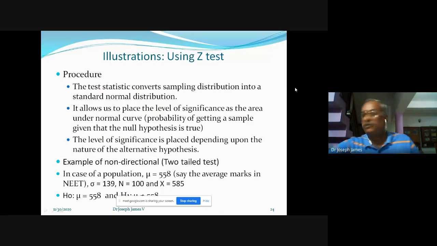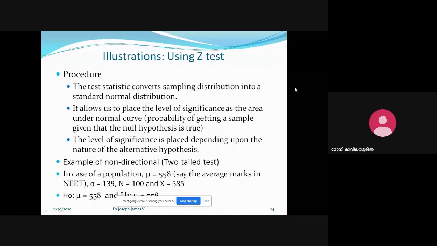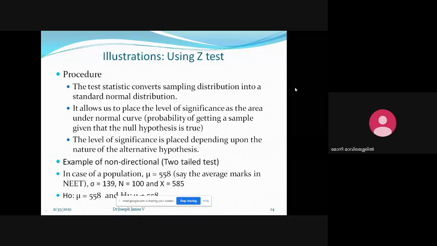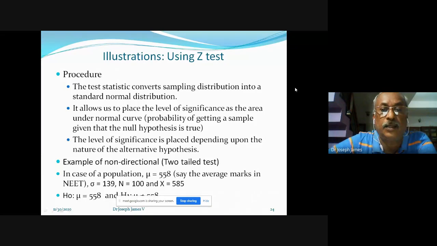Then these are all the basics of testing hypothesis. And for getting the procedure more clear, let us apply one test, only one test, that is the Z test. You know that plenty of tests are available depending upon. Oh, I got it. Sorry, type 3 error, type 4 error.